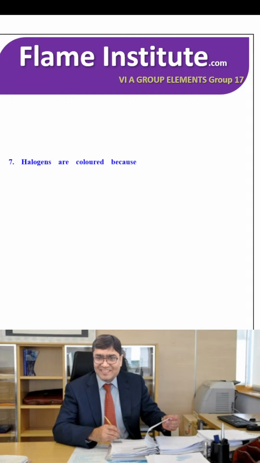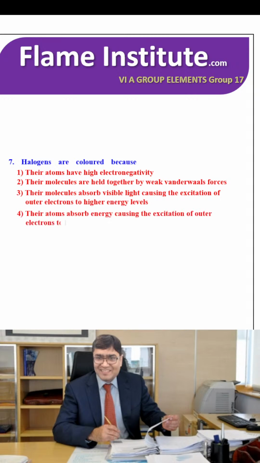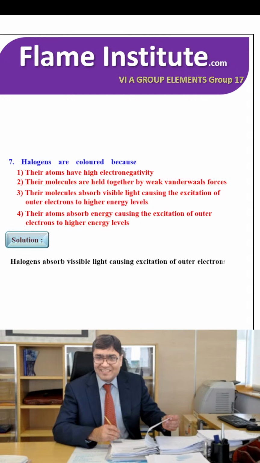Halogens are colored because their atoms have high electronegativity, their molecules are held together by weak van der Waals forces, their molecules absorb visible light causing the excitation of outer electrons to higher energy levels, or their atoms absorb energy causing the excitation of outer electrons to the higher energy level. Halogens absorb visible light causing excitation of outer electrons to higher energy level. So the third option is the right option.